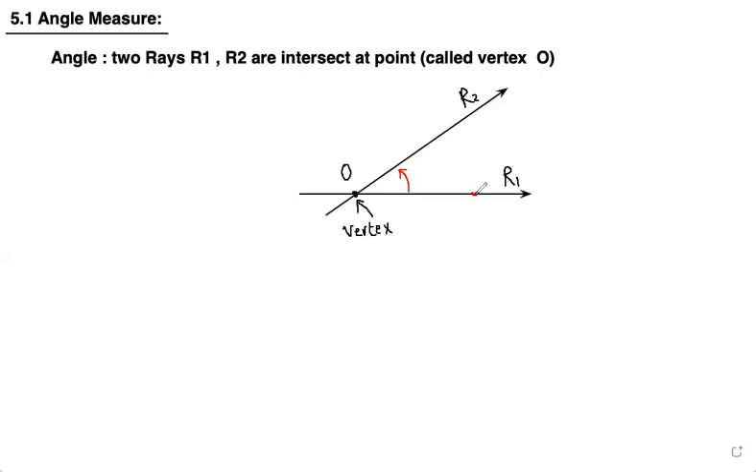Here we have a point on this ray. We call this point A. And also we have a point on this ray, R2. It's called B. So I can call this angle the angle AOB. We can call this angle AOB.